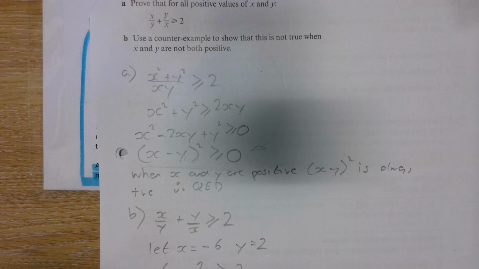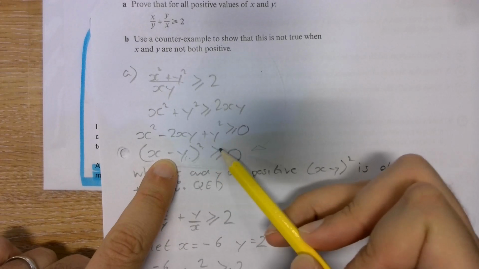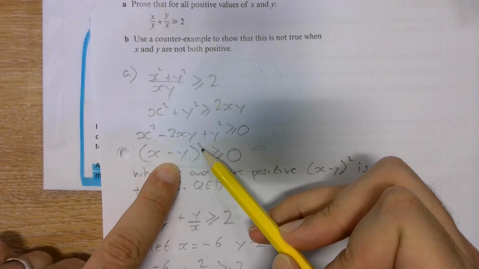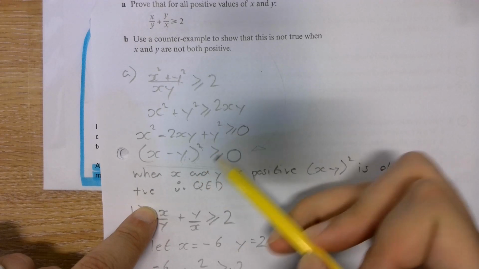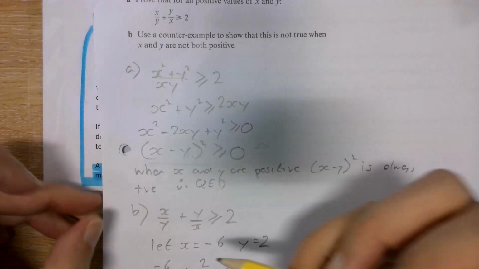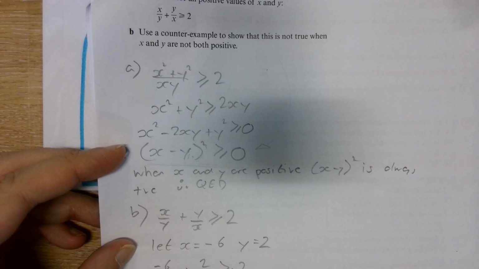Try and manipulate it into a format that you can see, and then ask yourself what that format tells you. So when we manipulated it to this, we have the bracket squared is greater than 0. Anything squared will always give us a positive number, so that proves that this thing is always greater than 0. Second time, when it's asking for a counterexample, just see if you can spot a counterexample.